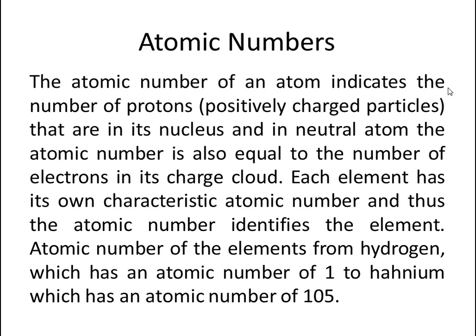The neutron is situated in the nucleus and it has no charge. Each element has its own characteristic atomic number, and thus the atomic number identifies the element. Atomic numbers range from hydrogen, which has an atomic number of 1, to hahnium, which has an atomic number of 105.